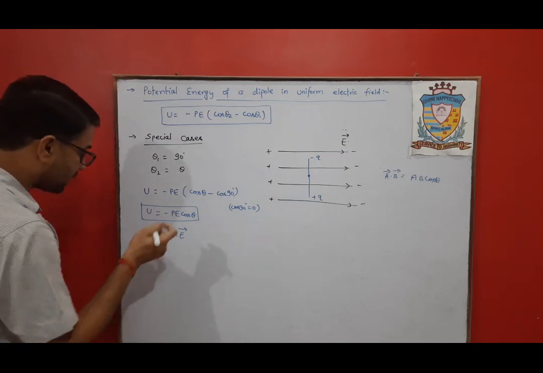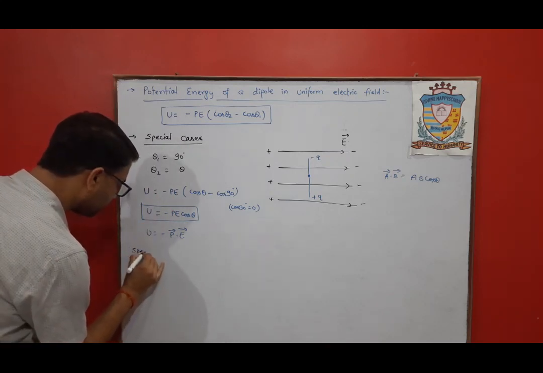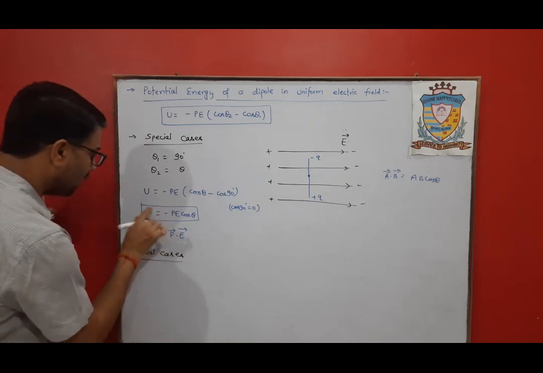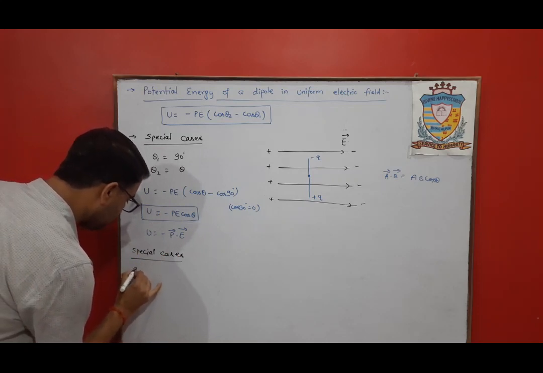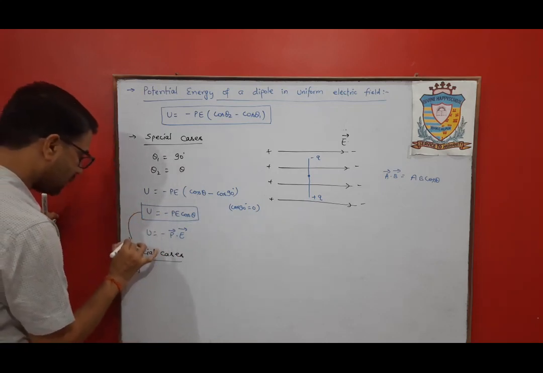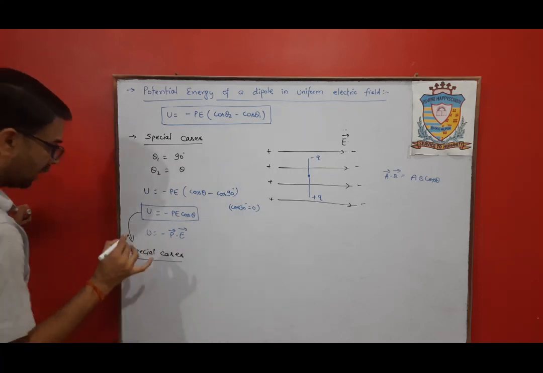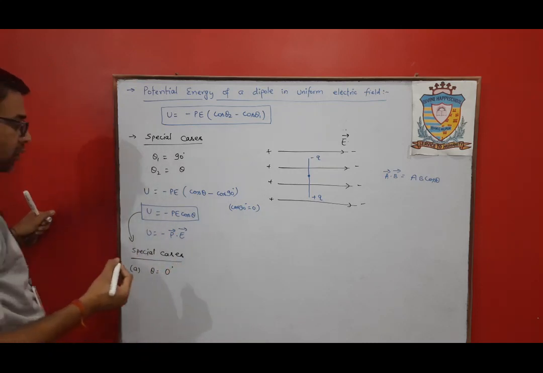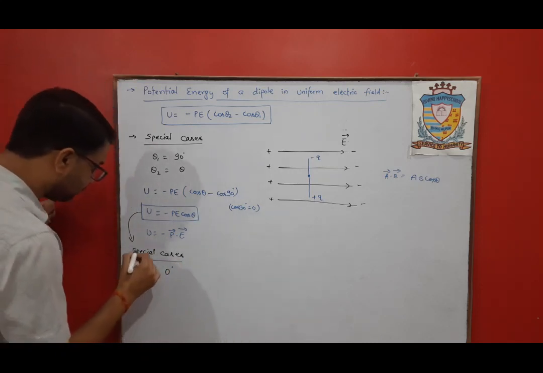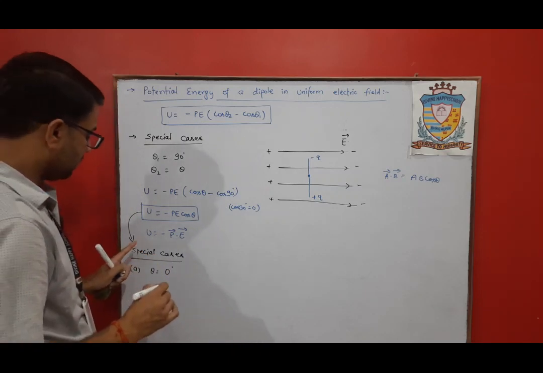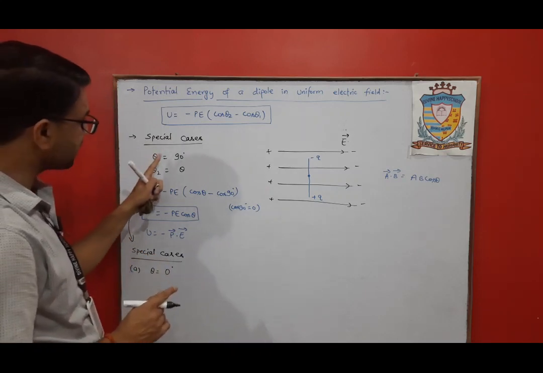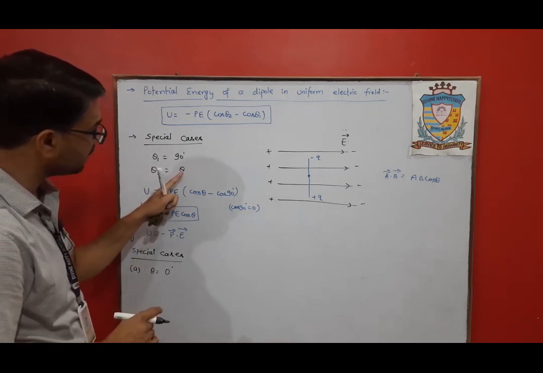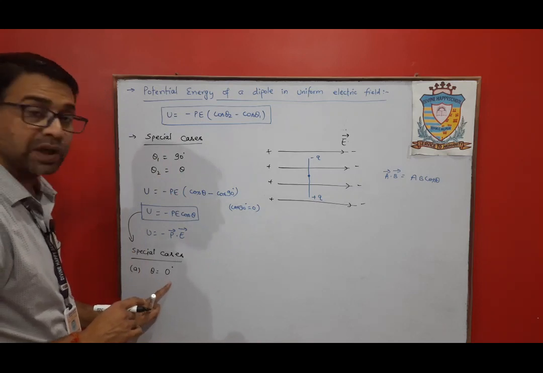Next is special cases of the relation u is equal to minus Pe cos theta. In the first, we will take theta equal to 0 degrees. So if theta is equal to 0 degrees, it means our first angle, theta 1, is 90 degrees, and theta 2, which we have considered as theta, becomes 0 degrees in place of theta.